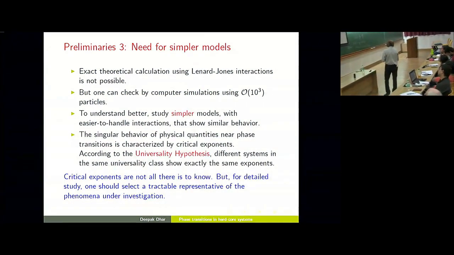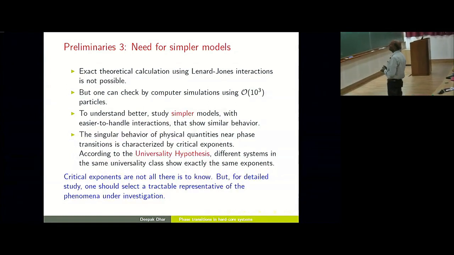Okay, so to understand better, we have to study even simpler models. We did this, but this is not good enough. So we simplify the model even further and see if we can solve the simpler problem. And so that is the need for simpler models.